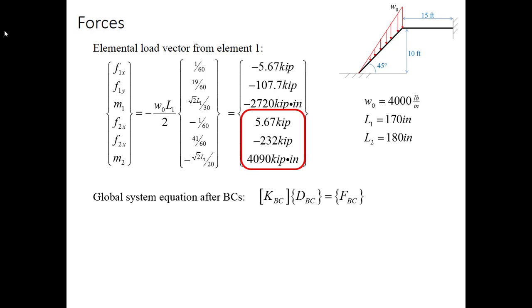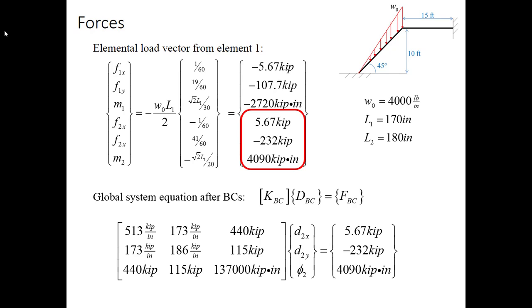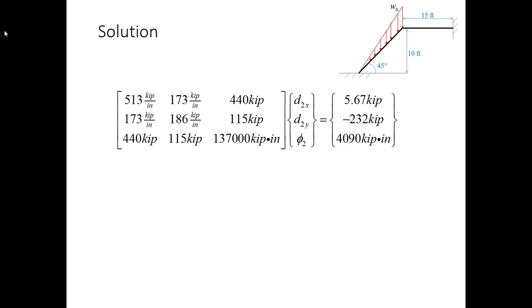So then I can state the reduced problem, just focusing on unknown degrees of freedom, as K_BC times d_BC equals F_BC, where BC refers to boundary condition conversion. With the numerical values in, this is the system of equations I now need to solve. I'm not going to go through the solution process for this. It is a straightforward 3x3 matrix solution. It's three equations, three unknowns.